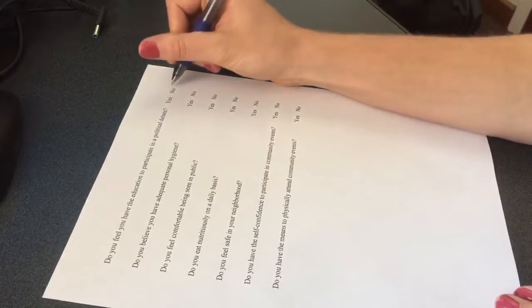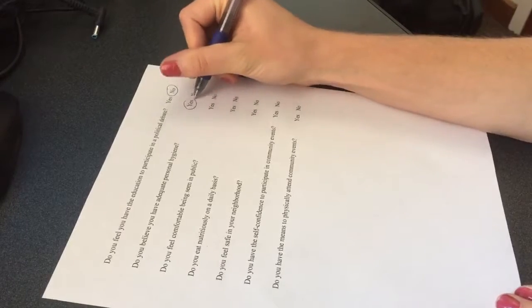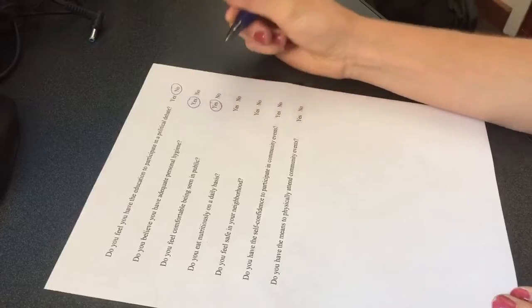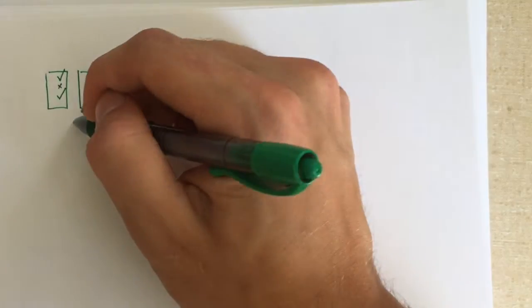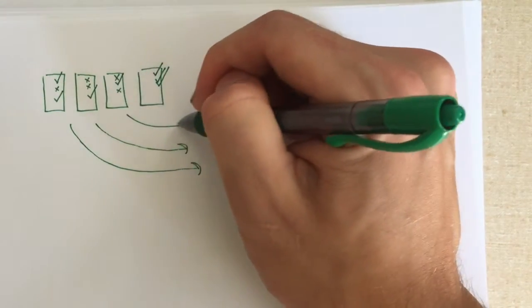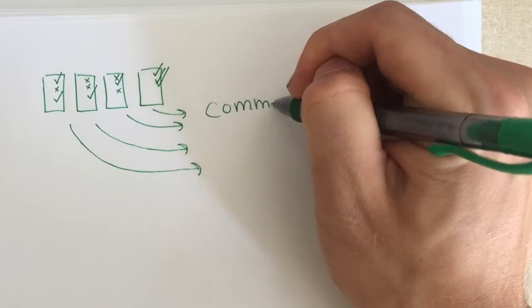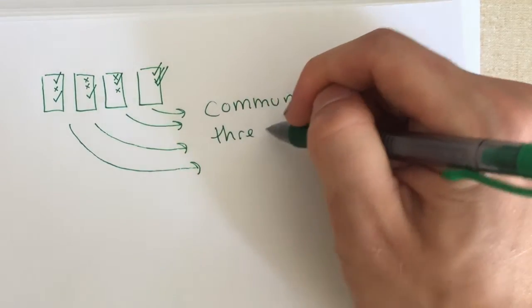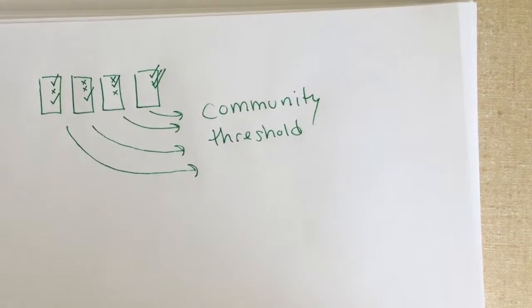Examples would be, do you feel you have the education to participate in a political debate? Yes or no. Do you believe you have adequate personal hygiene? Yes or no. Do you feel comfortable being seen in public? Yes or no. Through the compilation of these surveys, social exclusion thresholds could be set per community. Anyone below the threshold would be considered impoverished since their human dignity is at risk. Pairing these local social exclusion thresholds with base income thresholds would measure poverty on a more localized, realistic scale.